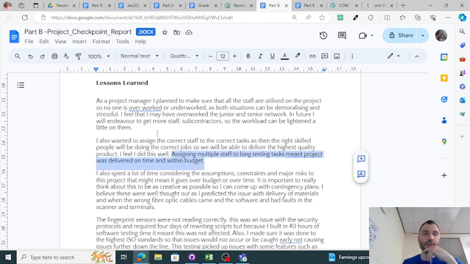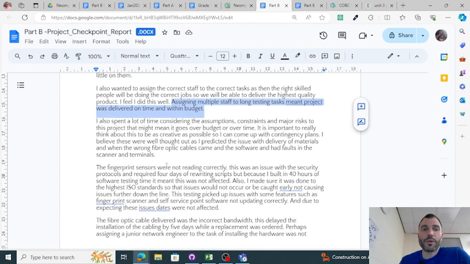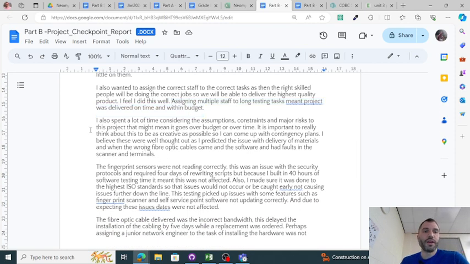I felt I did assigning the staff well. So when you talk about lessons learned, it doesn't have to be, oh, I learned this because it went wrong. It can be, I did this really well and I'd do that again. I think it's valid to talk about things like that. So I said, assigning the staff to multiple projects meant the long testing tasks were cut in half. It meant I could stay within the time frame and the budget. I also spent a lot of time considering the assumptions, constraints, and major risks to this project.